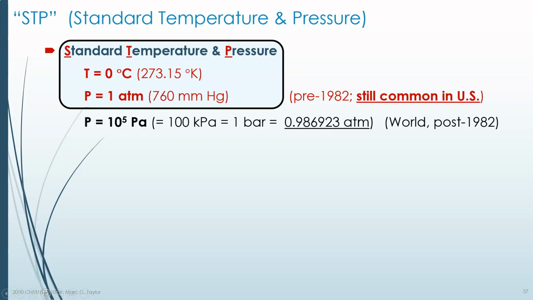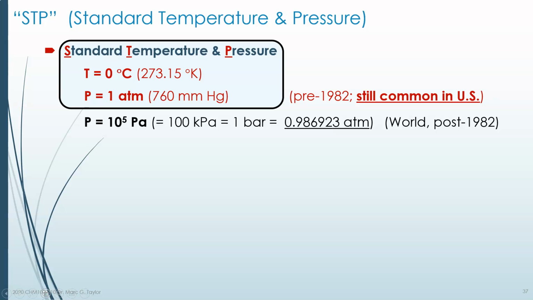STP was, for the entire world before 1982, a temperature of 0 degrees centigrade, which is the same as 273.15 degrees Kelvin, and remember we always use Kelvin in gas law equations, and a pressure of exactly 1 atmosphere, which we know is the same as 760 millimeters of mercury or 760 torr.